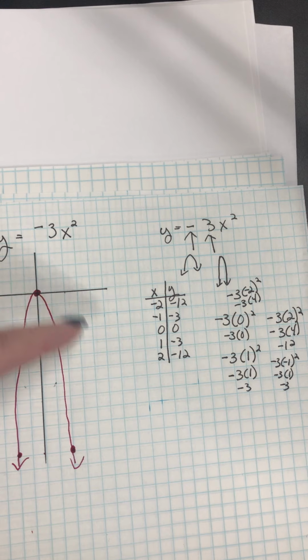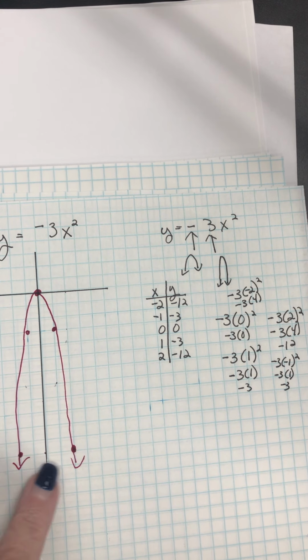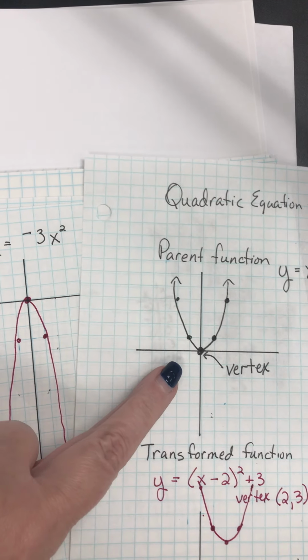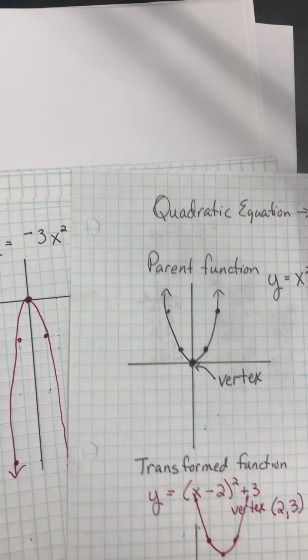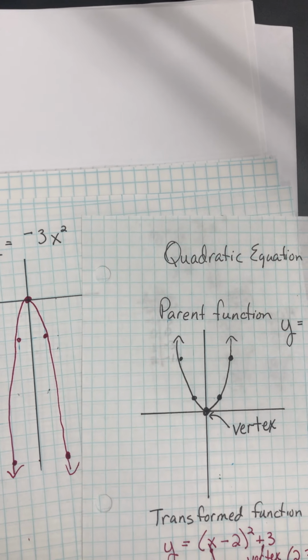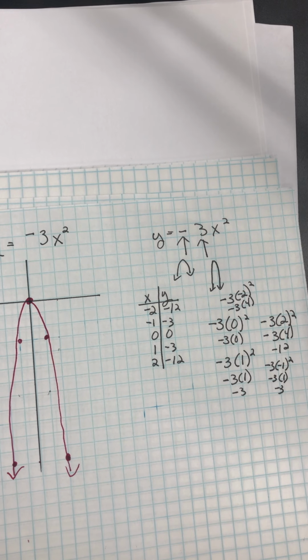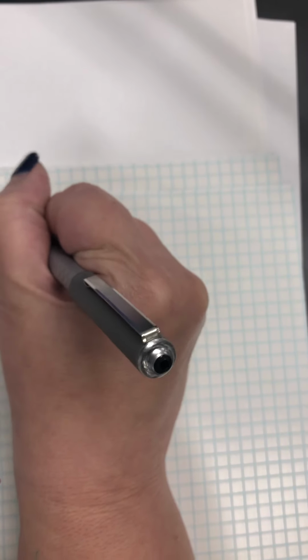This negative flipped it downward. The 3 made it taller and skinnier than my original parent was. If you can see here, I went up once. Here I went down 3 times. So it is that 3 is tripling how much my graph is changing. Okay, our last family we're going to study for this unit is the absolute value equation.